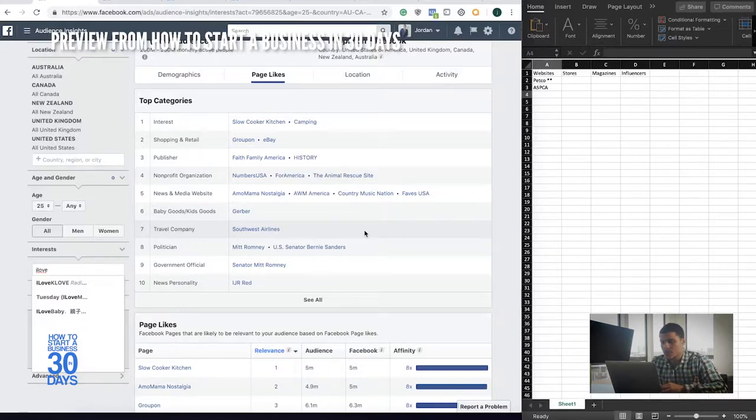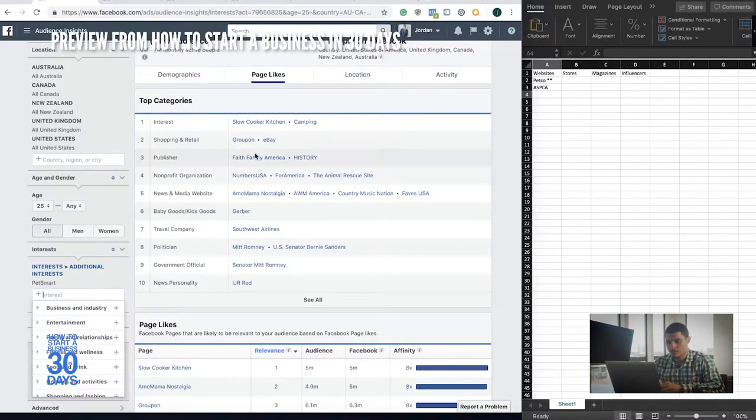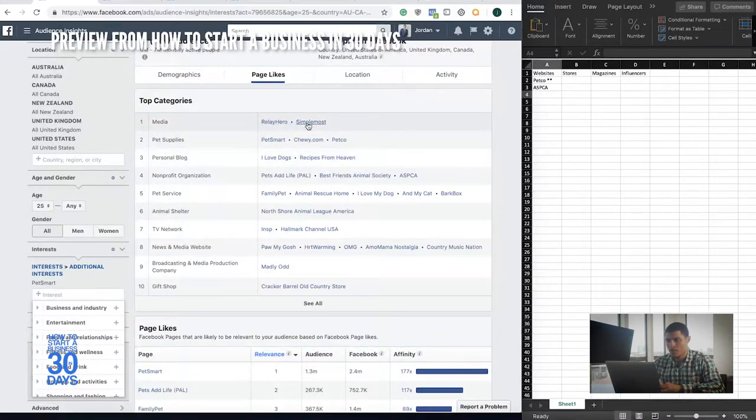So let's go into it. Let's keep going. Let's do PetSmart. Simple Most, Relay Hero. See, these are some things, recipes from heaven.